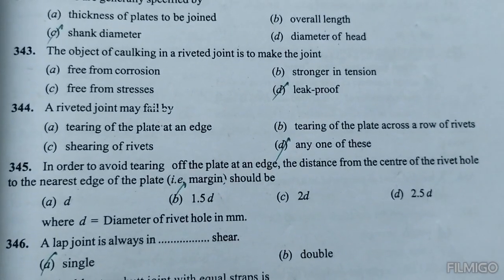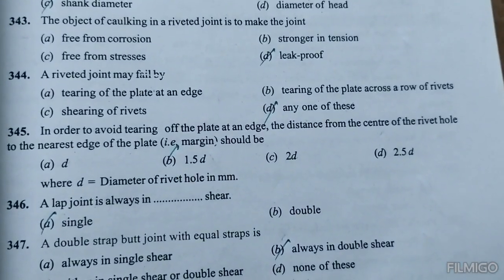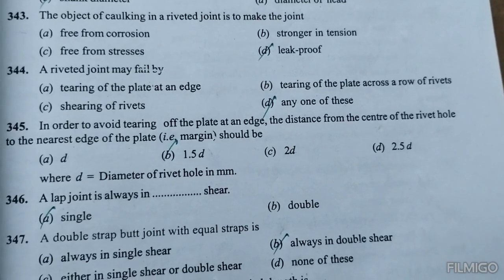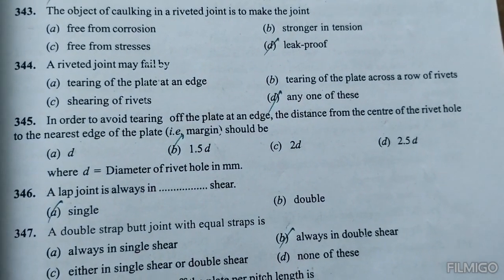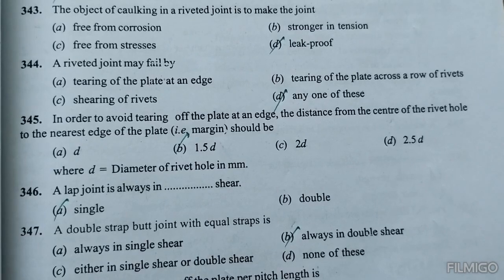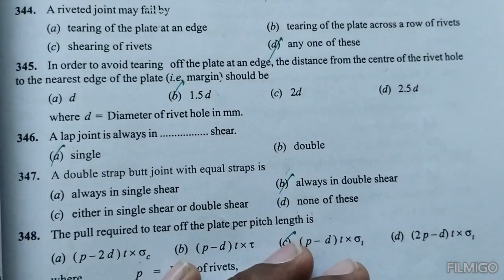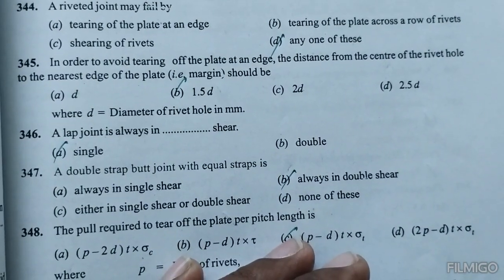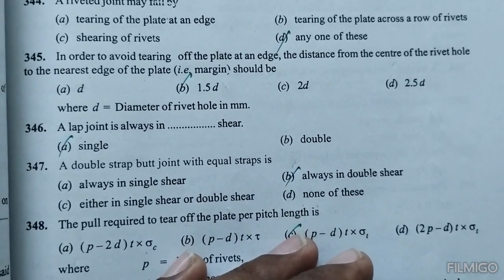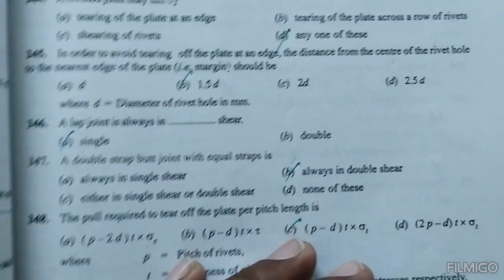A riveted joint may fail by any one of these modes. In order to avoid tearing of the plate at an edge, the distance from the center of the rivet hole to the nearest edge of the plate should be 1.5 d. A lap joint is always in single shear. A double strap butt joint with equal straps is always in double shear.